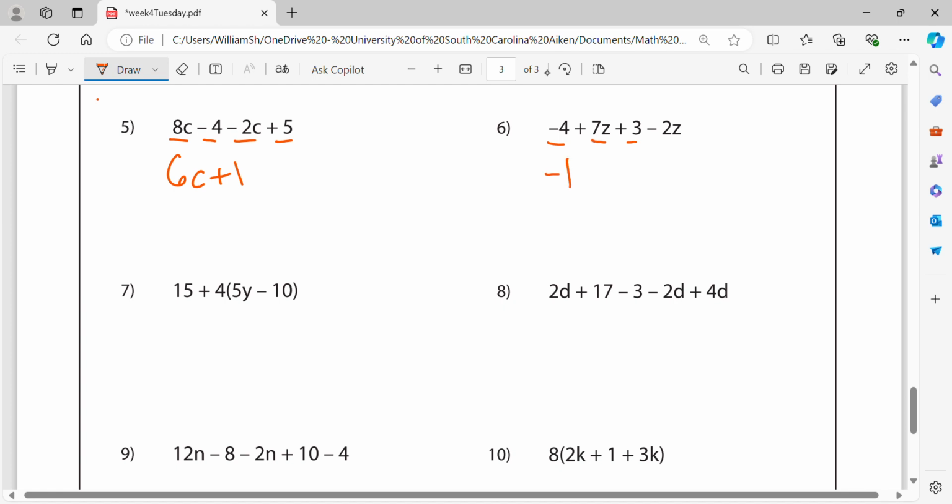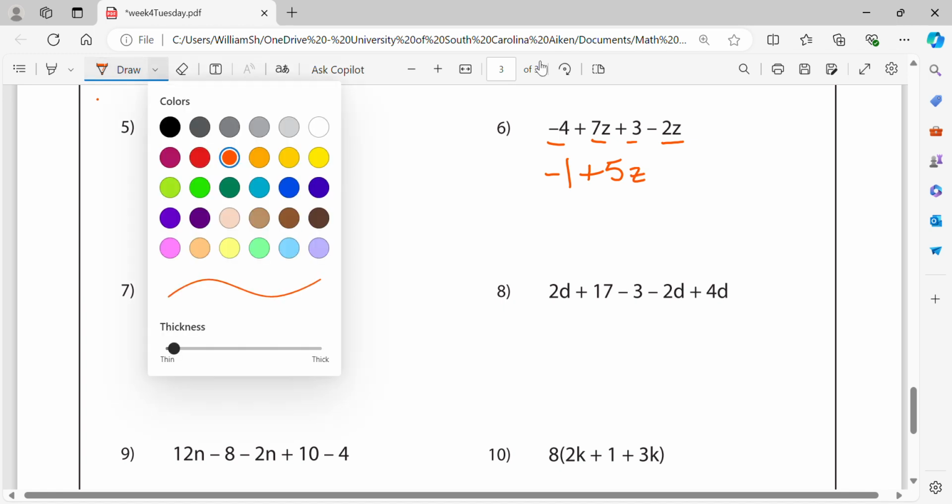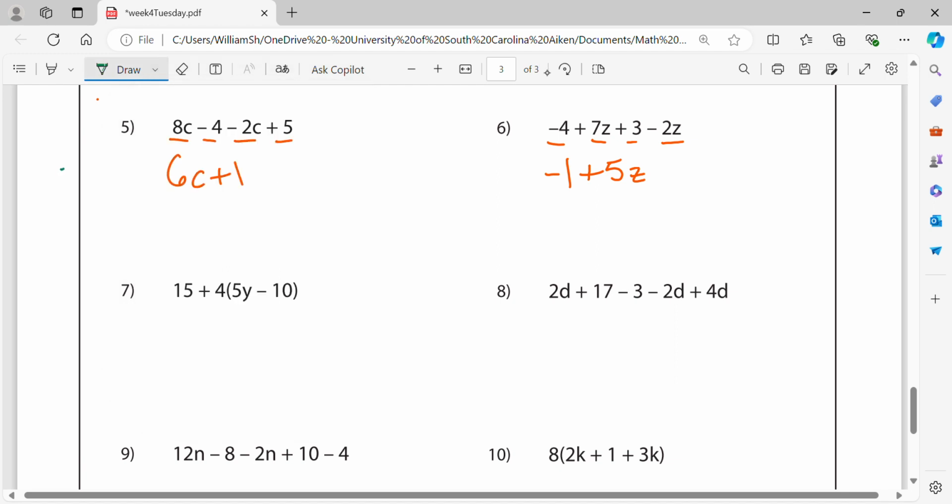Then I'm going to combine the 7z and the negative 2z, and it's going to give me plus 5z. Easy enough. Okay. Choose a green.